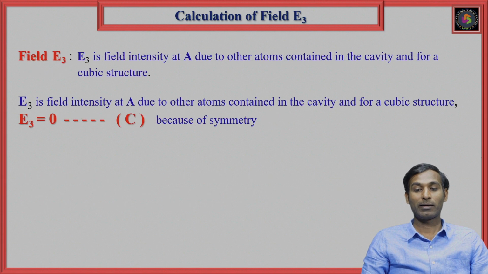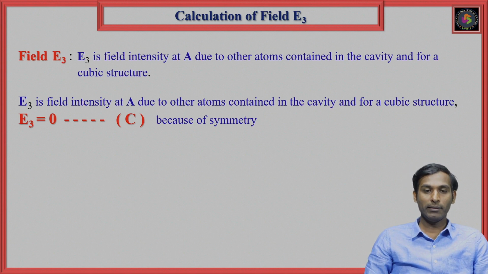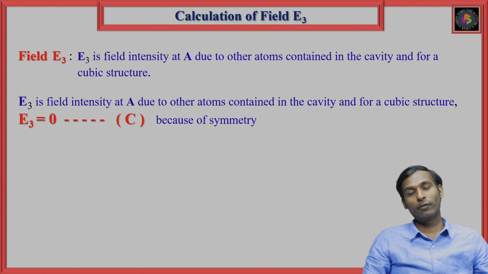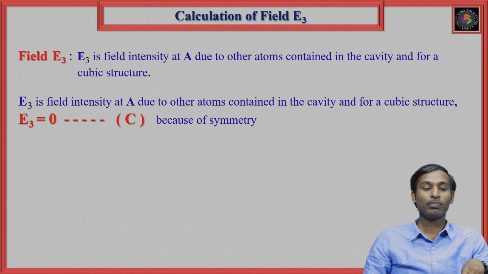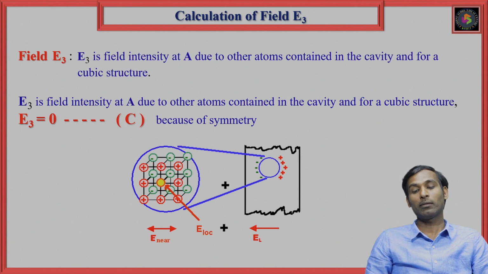Now field E3, calculation of field E3. What is E3? E3 is field intensity at A due to other atoms contained in the cavity, for a cubic structure. In the field E3 case, we are taking the spherical region, that is the cubic structure. So E3 is field intensity at A due to other atoms contained in the cavity, and for a cubic structure, the total field E3 is equal to 0. Simply we can say it is the symmetric charge distribution. All the charges cancel with each other.